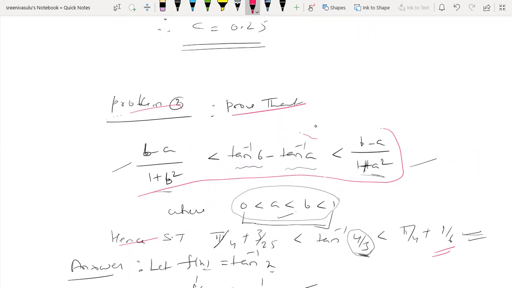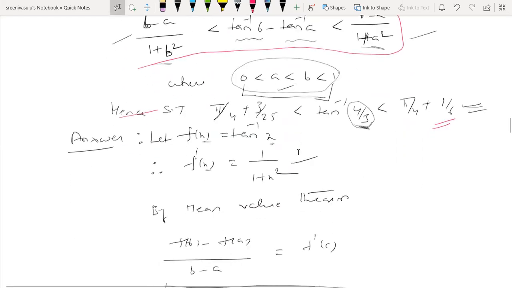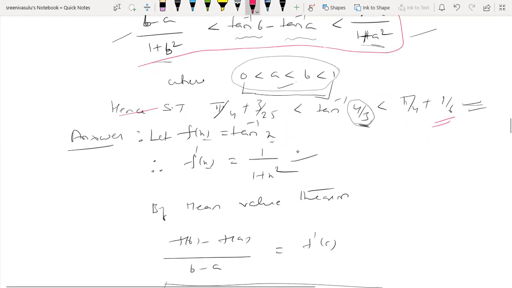But you understand that it is in the form (f of b minus f of a) by (b minus a). The b minus a moves to this side; on both sides, b minus a is the numerator. So you feel that here f is of the tan inverse x form. Let f of x equal tan inverse x. Based on the given question, we choose f of x. Therefore, as per mathematics, the derivative of tan inverse x is 1 by 1 plus x square.